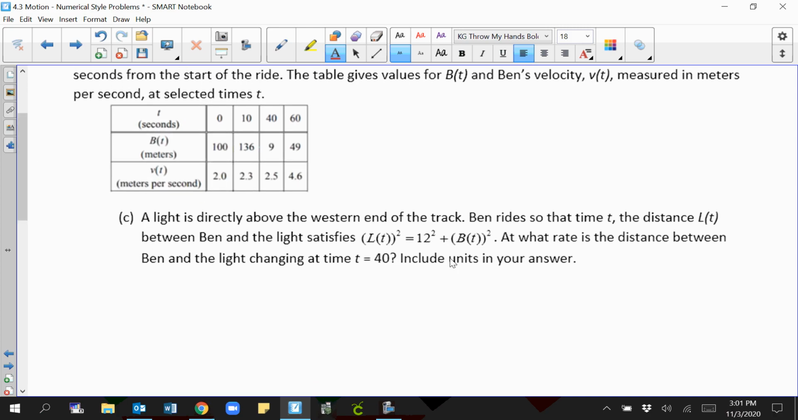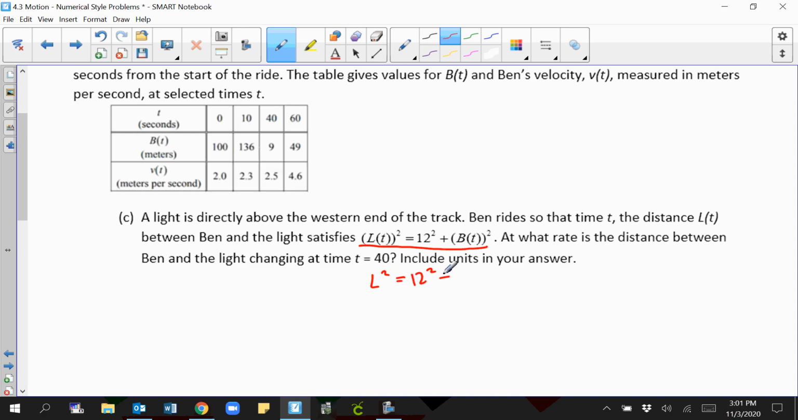So let's kind of look at this right here. I've got this equation right here. So let's go ahead and take our derivative with respect to t. But instead of L of t, I'm just going to say L squared is equal to 12 squared plus B squared. So we can write it a little simpler there without all of the t's. So when we take our derivative, the derivative of L squared, I'm going to bring down that 2. So I'm going to have 2L dL/dt is equal to, well, if I have 12 squared, that's just going to become a 0. And then over here, that 2 is going to come down, and it's going to be 2B dB/dt.